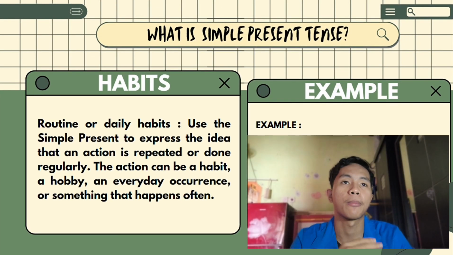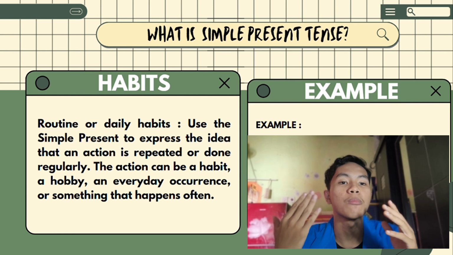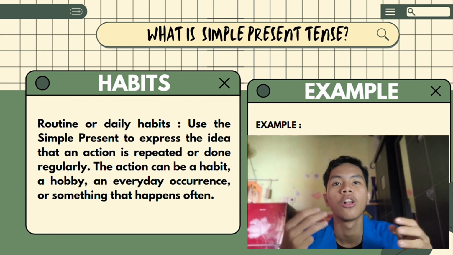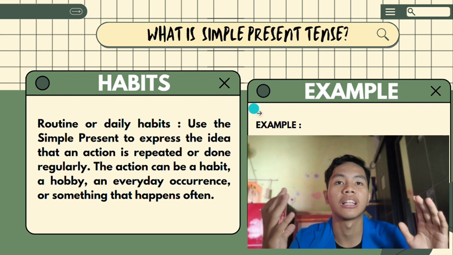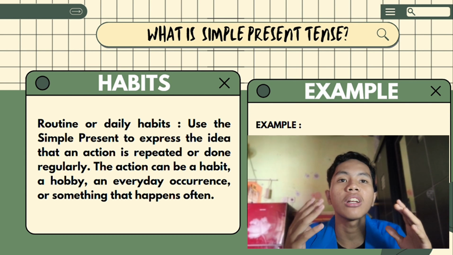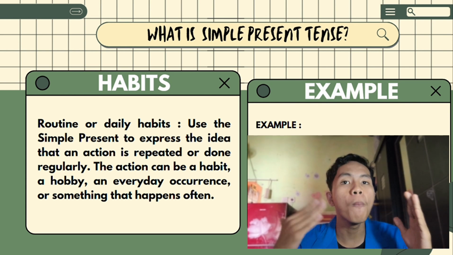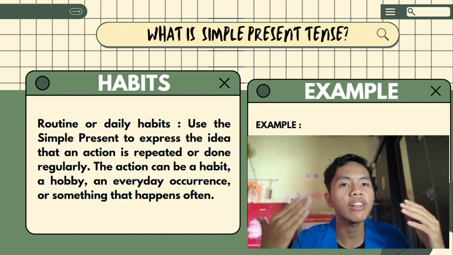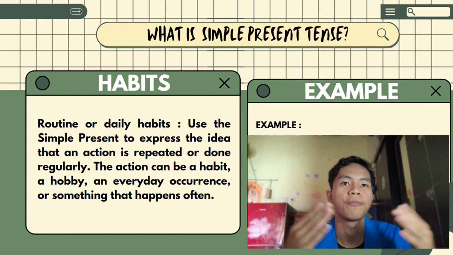So, what is simple present tense used for? Simple present tense is used for habits, untuk menyatakan sebuah kebiasaan, routine or daily habit. Use the simple present to express the idea that an action is repeated or done regularly. The action can be a habit, a hobby, an everyday occurrence, or something that happens often.